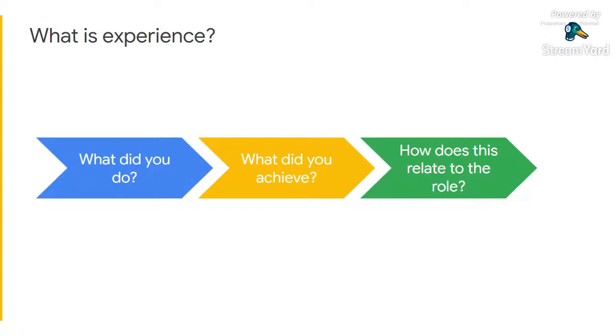So what is experience? What did you do? Let us say you have worked as a librarian. What experiences may you include in your CV, you know? And what did you achieve? Is there any certificate that you have achieved? Indicate it on the CV. How does this relate to the role, right? So as I've said, it is important to apply for the right role. So let us move to the next slide.